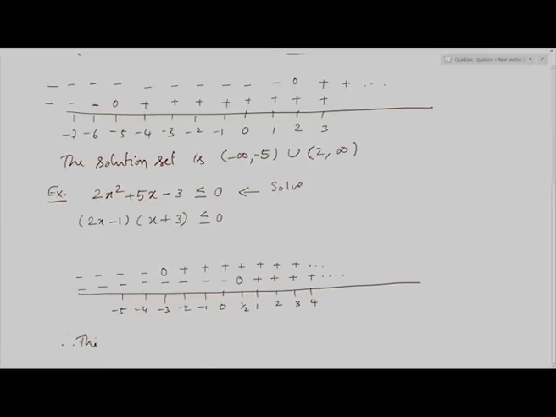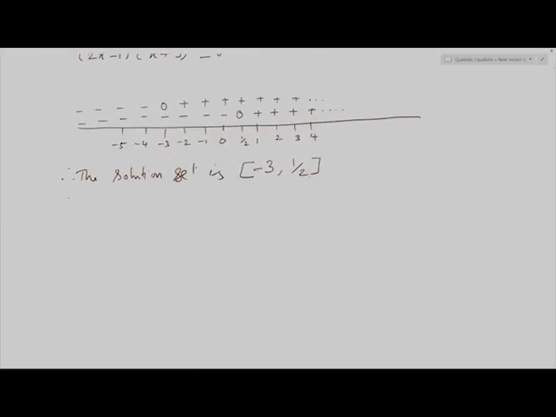Therefore the solution set is as follows. I have to include −3 because of the less than or equal to 0, so −3 is included, and similarly 1/2 is included. So this is the solution set for this inequality. Let me move on to the next problem.